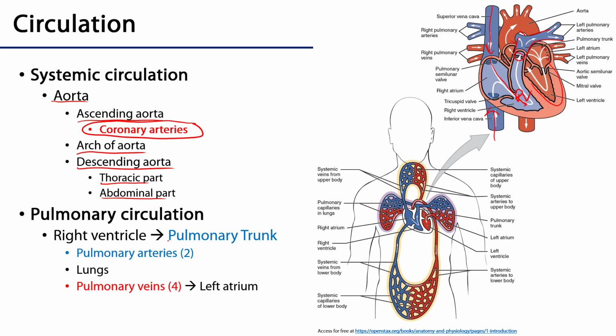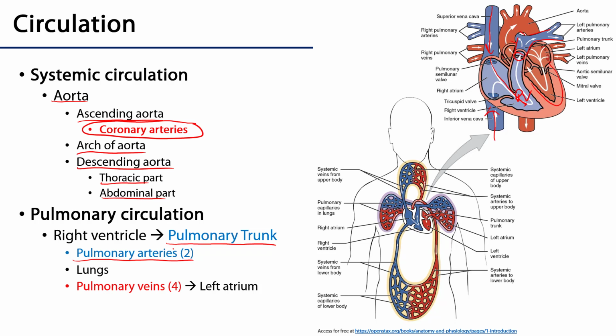We designate these as arteries because they conduct blood away from the heart, yet they are carrying some of the most deoxygenated blood in the body. So we shouldn't always think of arteries as conducting oxygenated blood. We should think of them as conducting blood away from the heart.